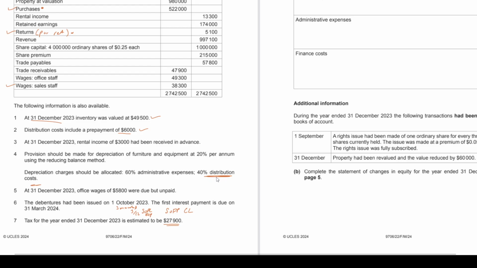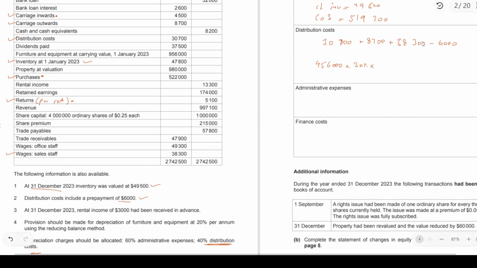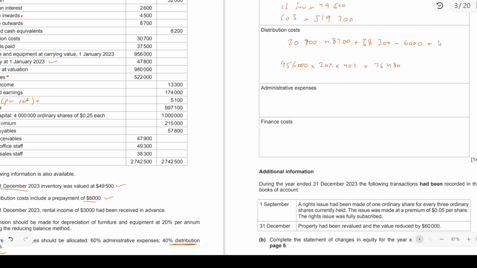what proportion belongs to distribution. That's 40%. So you may take 0.4 or 40%. That gives us, we'll have to see, 956,000 times 0.2 times 0.4. 76,480. A lot of depreciation. But that makes sense because it's 20% of almost $1 million. So it's got to be high. Okay, so we add that to distribution cost. 76,480.